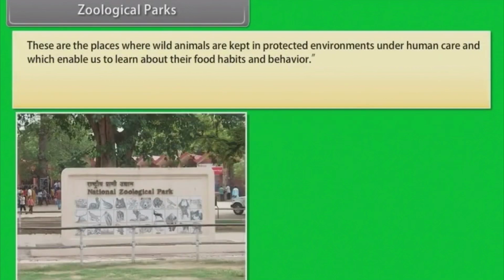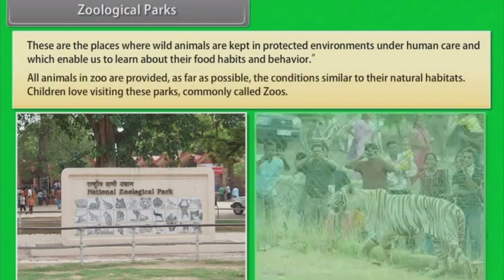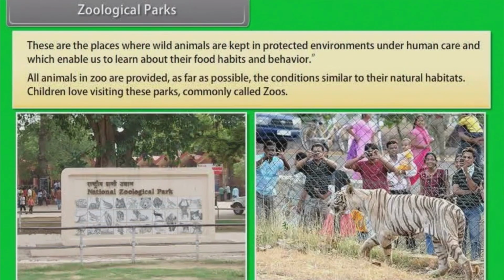Zoological Park: These are the places where wild animals are kept in protected environments under human care and which enable us to learn about their food habits and behavior. All animals in a zoo are provided, as far as possible, the conditions similar to their natural habitats. Children love visiting these parks, commonly called zoos.